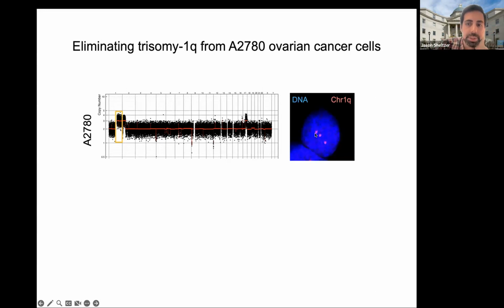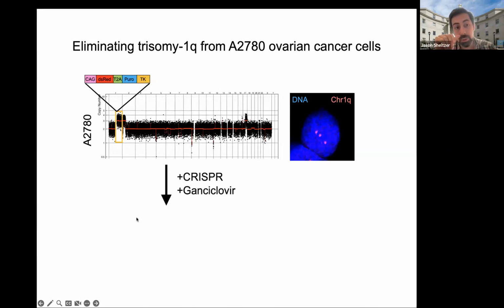And you can also see this using a fluorescence-based approach. This is with a FISH probe. This is a probe that lights up whenever it binds to the Q arm of chromosome 1. You can see 3 dots right here. So we used the CRISPR-based chromosome engineering approach that I told you about to eliminate the aneuploidy of chromosome 1q from these cells. So we targeted these cells using the piece of DNA that has the thymidine kinase gene, the negative selection gene. We treated these cells with ganciclovir, which forces the loss of the thymidine kinase gene.